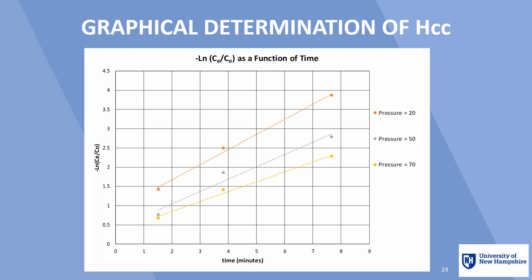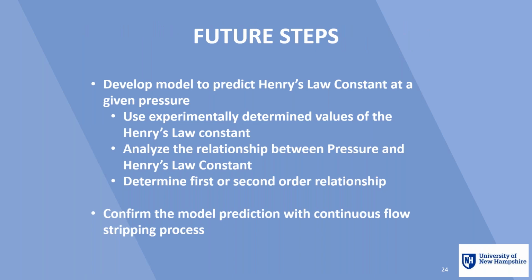We were seeing what we expected to see, but also from that slope we can then calculate values, as I said, for the Henry's Law constant at these different pressures. And once we have those values, the relationship between the values for pressure and the constant can be analyzed. And I hope to determine if there is a first or second order relationship between those two. Then I can find the rate constant that governs that relationship, which will then allow me to develop a model that can predict the Henry's law constant for a given pressure.